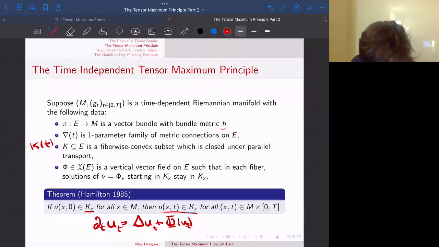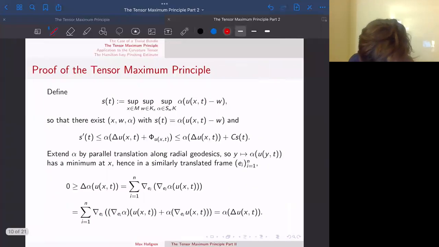Okay, so the differences here versus the case of the trivial bundle is basically just formalism. It's not much more than that. And we'll see that in the proof. The proof is about the same as well.